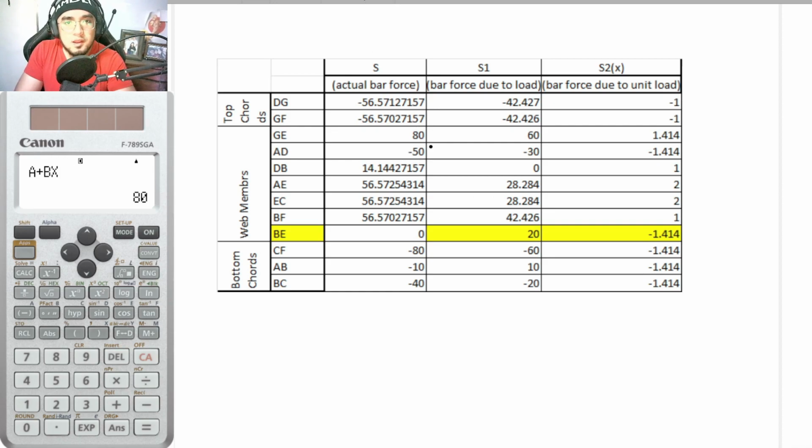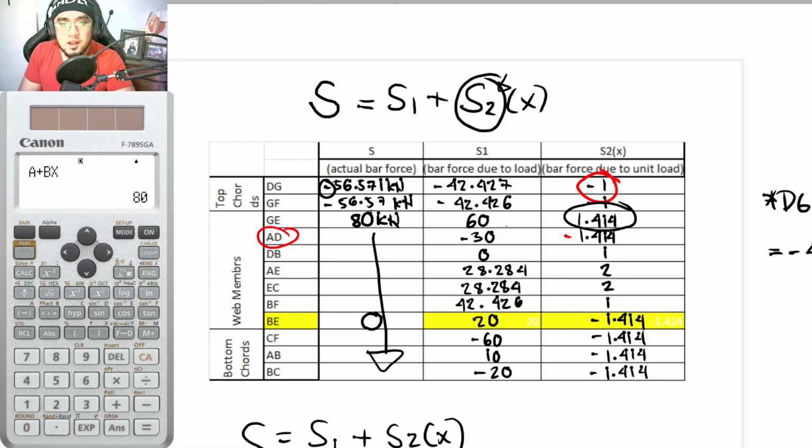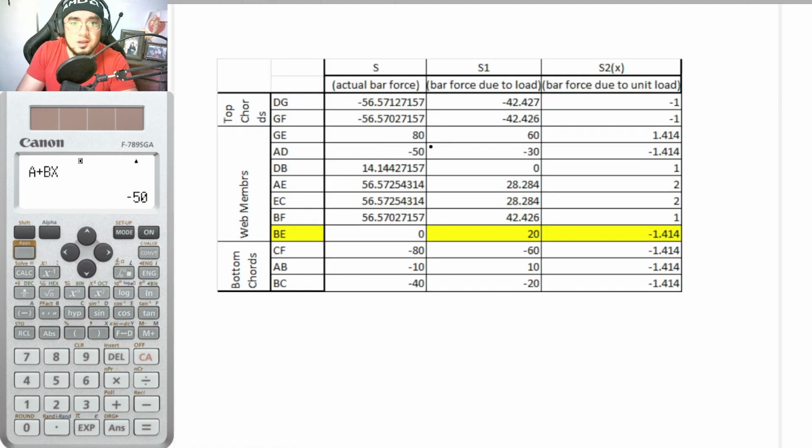So let us prove it. What is the value here? That is now equal to negative 30. So I would be clicking calc, then type negative 30, then type negative 1.414. So that is now negative 50. Okay, so this is now our answer if you have already completed it.